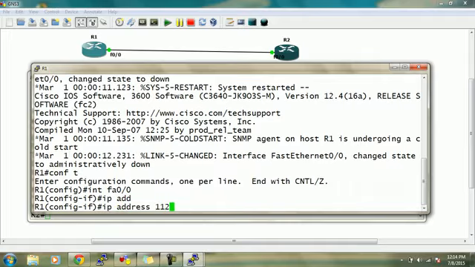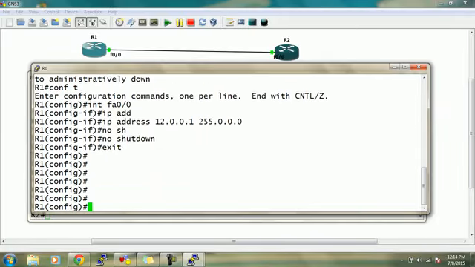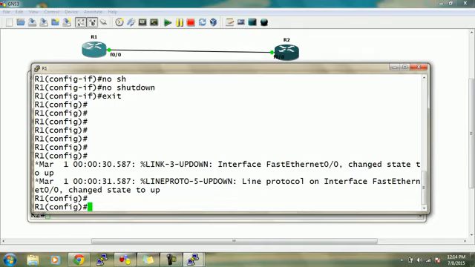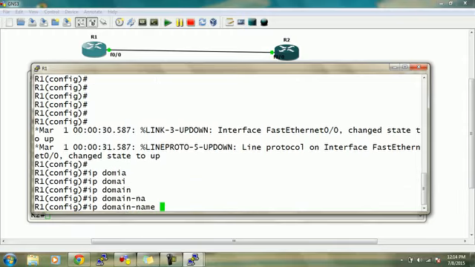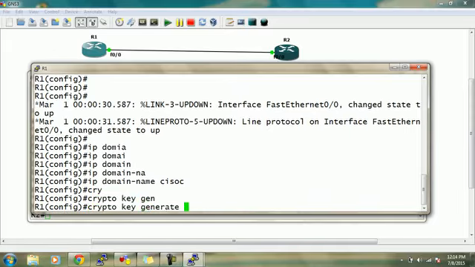Any issues? Between 1 and 2 the IP address will be set. Steps for enabling SSH: first command, hostname must be defined. Hostname is defined. Second command, domain name must be defined. Domain name is sysop. Let it be.